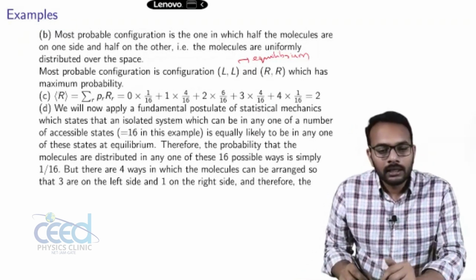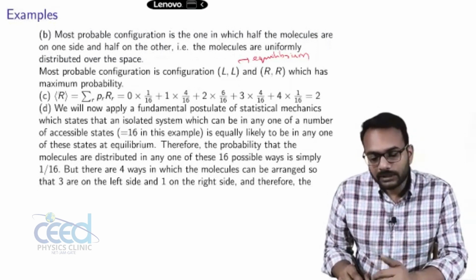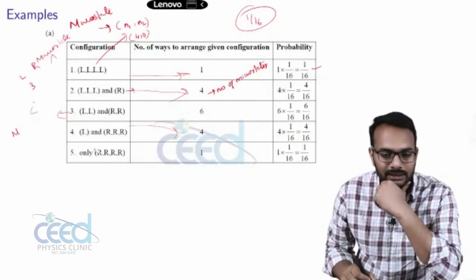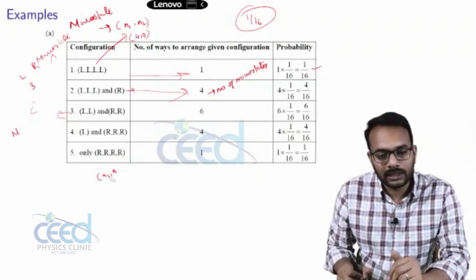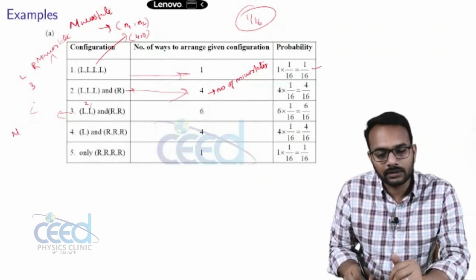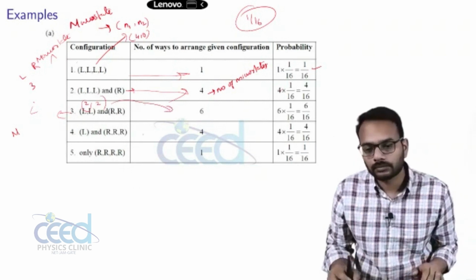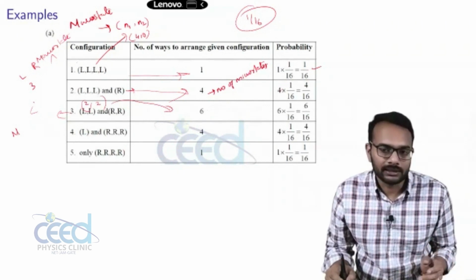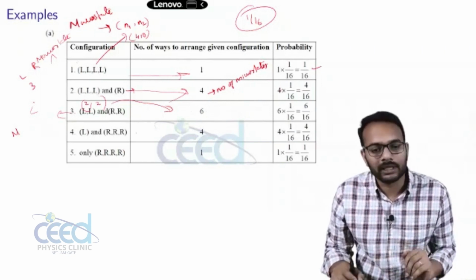Now, the last part was to talk about the principle of equal a priori probabilities. We already used it. For example, we define the macrostate this way: n1, n2. Take this as a macrostate, with 2 particles on the left side and 2 particles on the right side, and we are saying that there are 6 different ways to do this. If there are 6 different ways, each of these 6 ways is equally probable. This is the principle of equal a priori probability.